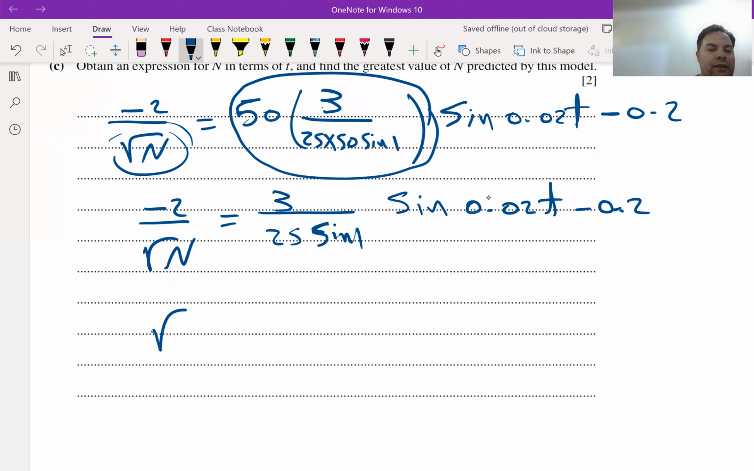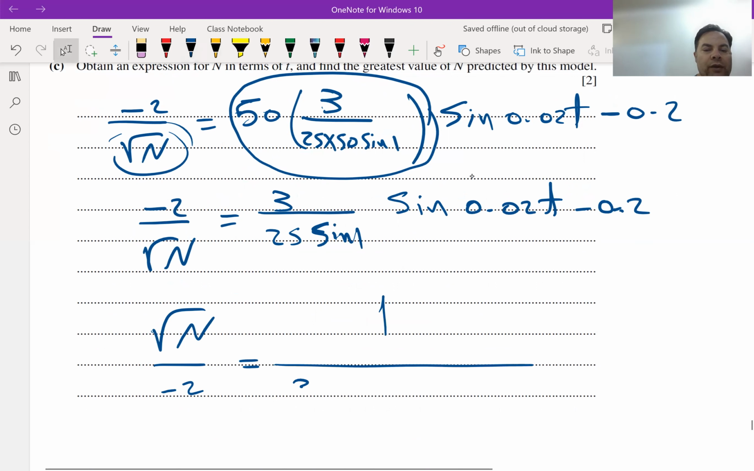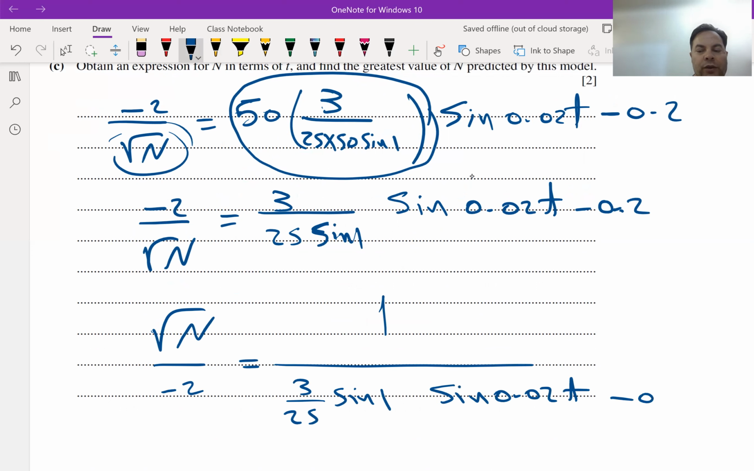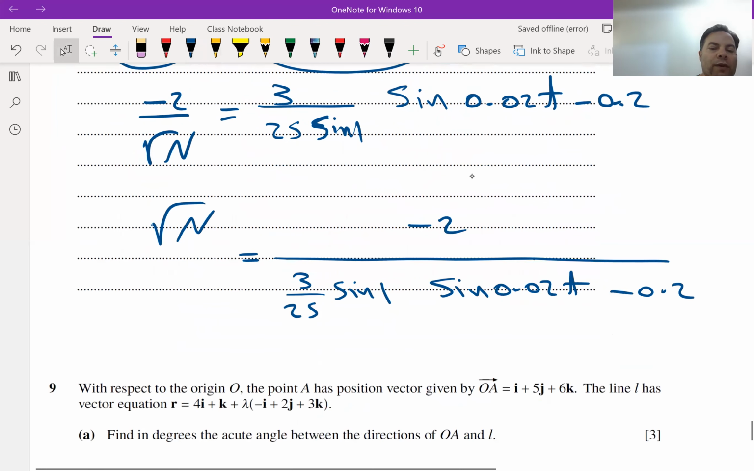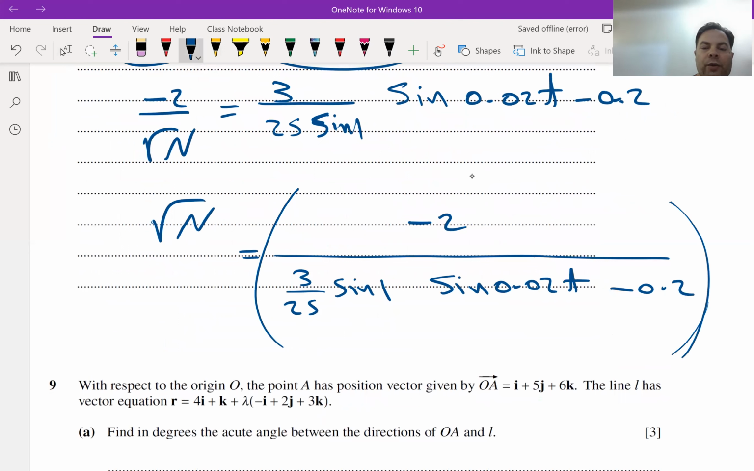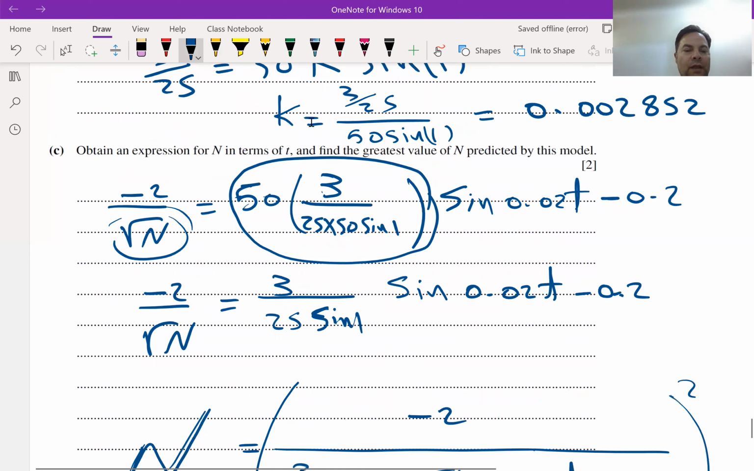Take the reciprocal of each to get root n over minus 2 is equal to 1 over 3 over 25 sine 1 multiplied by sine 0.02t minus 0.2. Then multiply both sides by negative 2, then square both sides to the power of 2. Now this is n in terms of t.